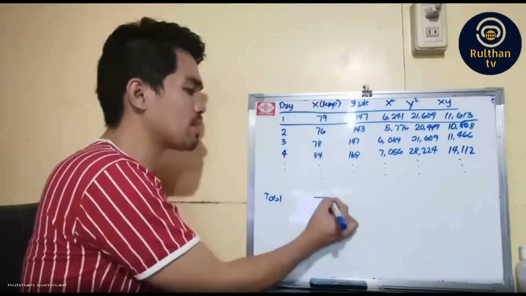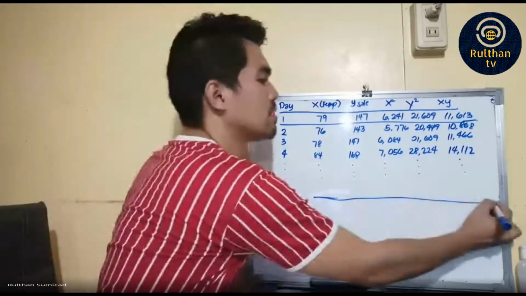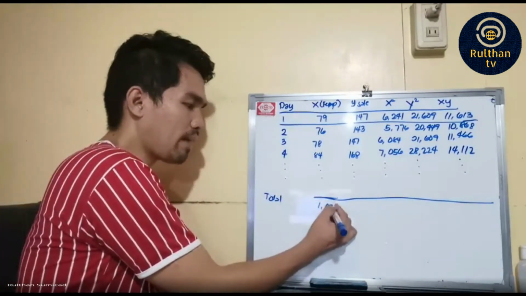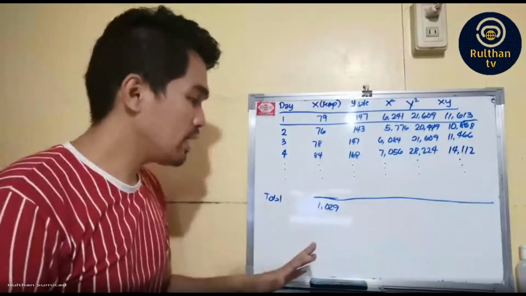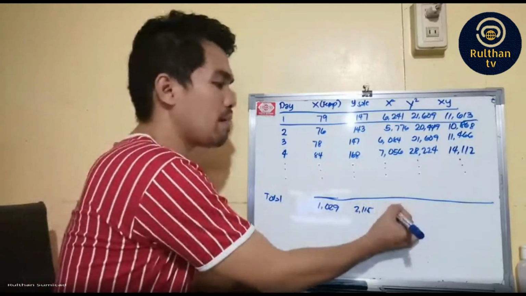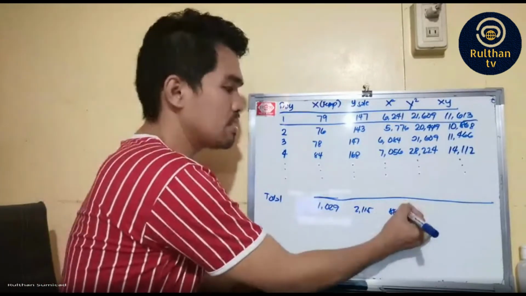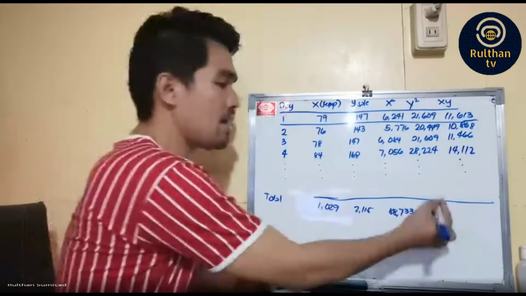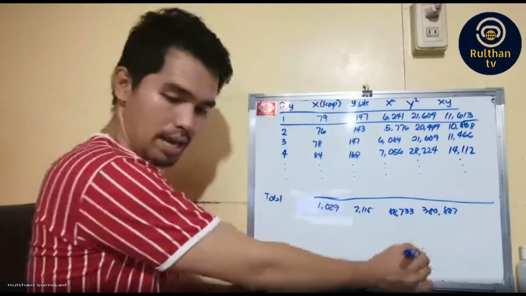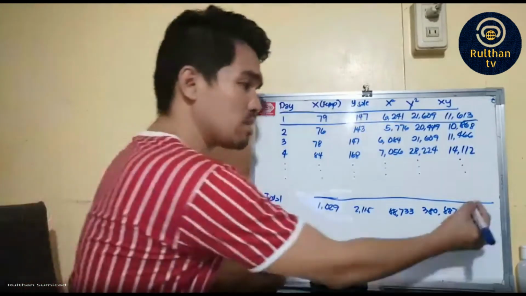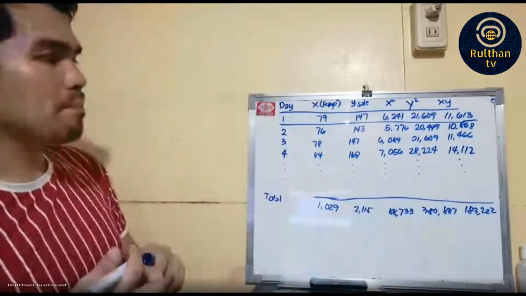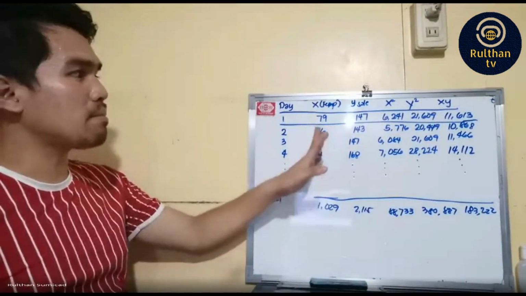So we will get the summation of each column. The summation of the temperature is 1,029. So that's the total temperature. Then we have 2,115, then 88,733, then 380,887. And the summation of the product is 183,022.